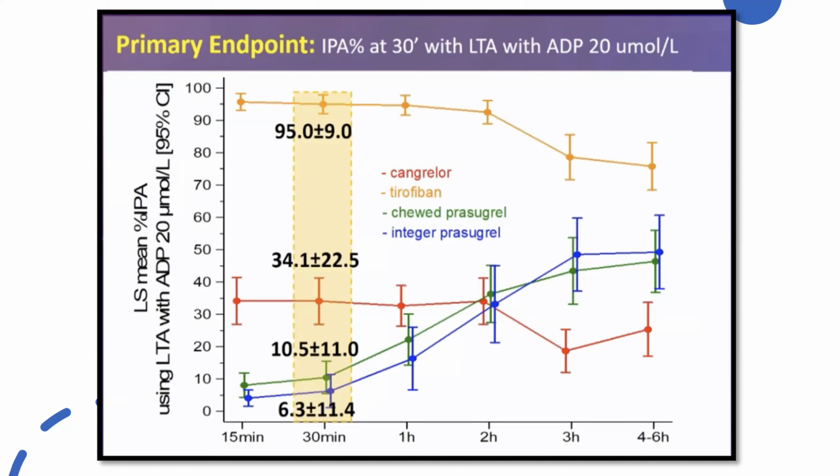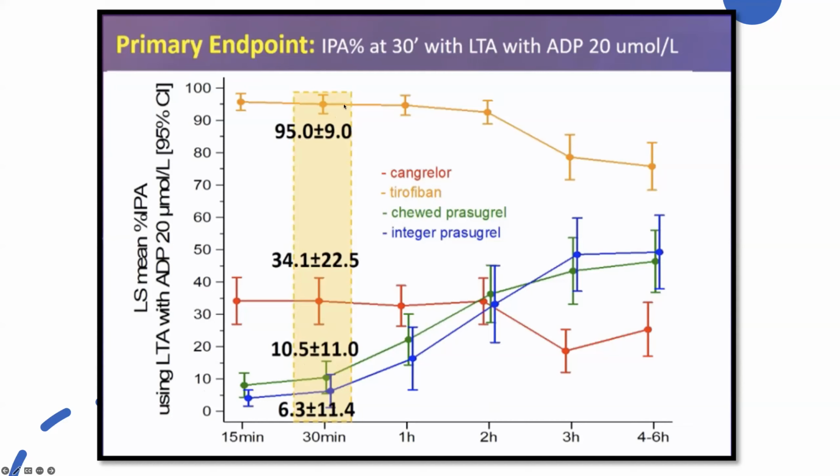Just looking at this chart, we can see that tirofiban was superior in inhibition of platelet aggregation compared to cangrelor, but both cangrelor and tirofiban were superior to the chewed or whole prasugrel. And you see this point where you'll have your platelet inhibition, at 2 hours. Take a look. With prasugrel, in general, chewed or integral, when you measure the antiplatelet effect 30 minutes after, it still has not kicked in. You look at cangrelor, it's here. You have the tirofiban, it's the strongest of the three.